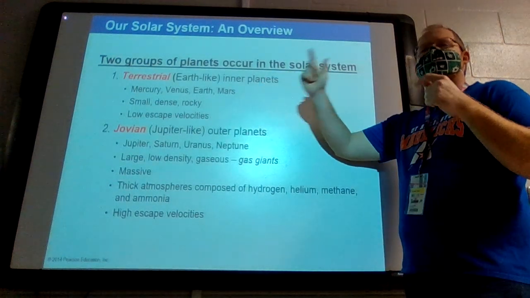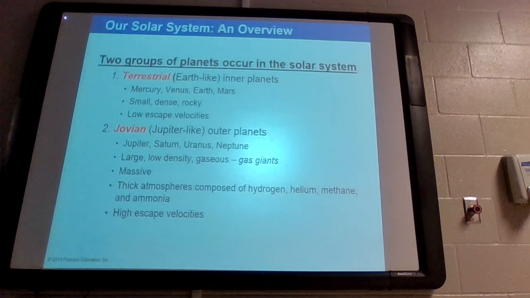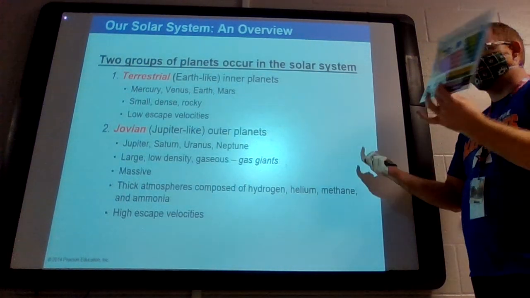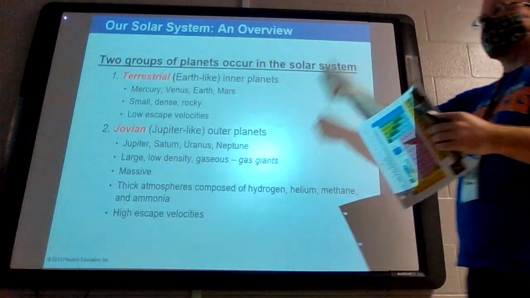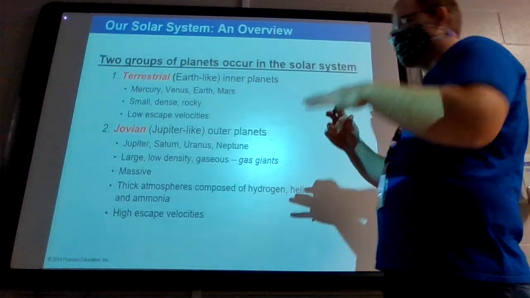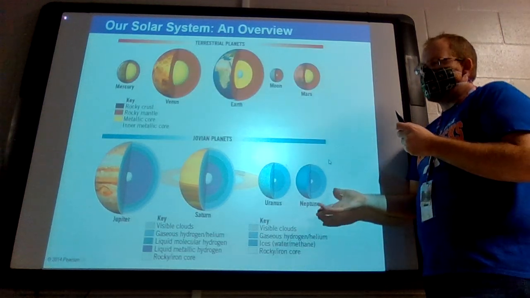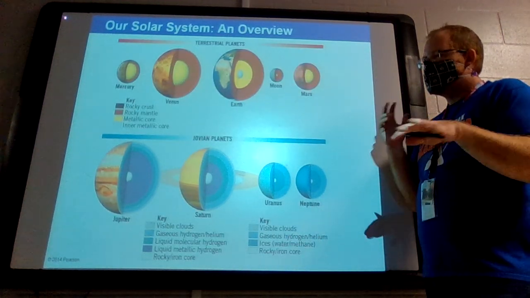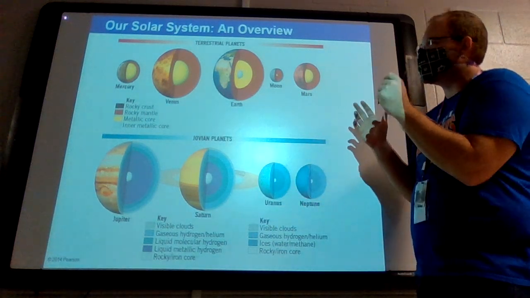Where Earth has things like silicon, iron, nickel that are much lower on the periodic table. They're bigger atoms. They're much heavier. And then they talk about the high escape velocities. To get off of something like Saturn or Jupiter, you have to be going very, very fast to escape that gravity well. This is just a cross-section view of all the different planets, showing how the 4 outer planets are very different from the 4 inner planets.